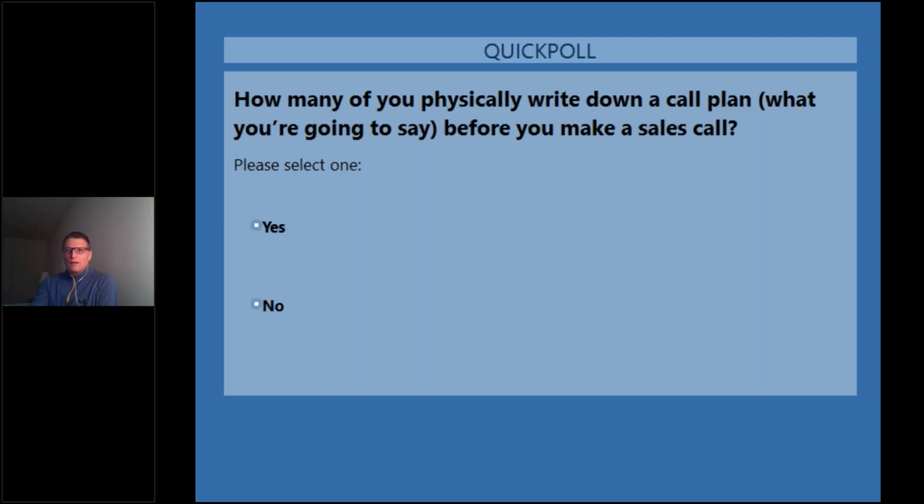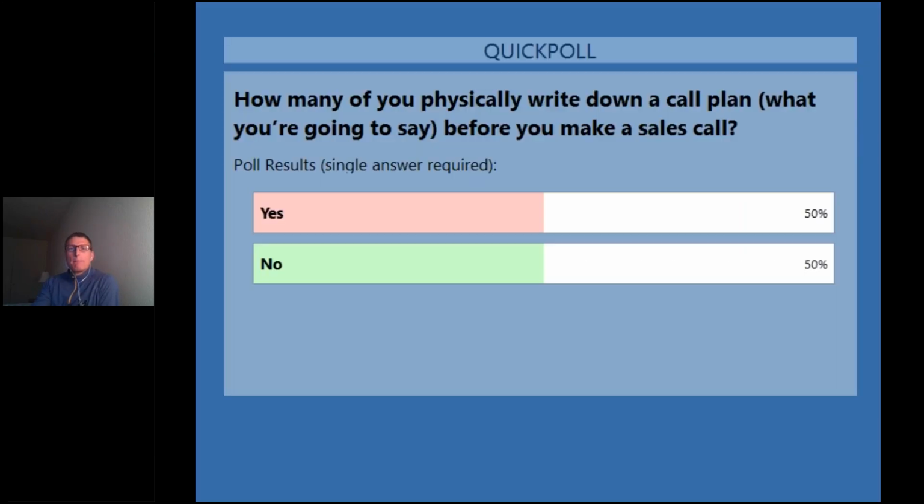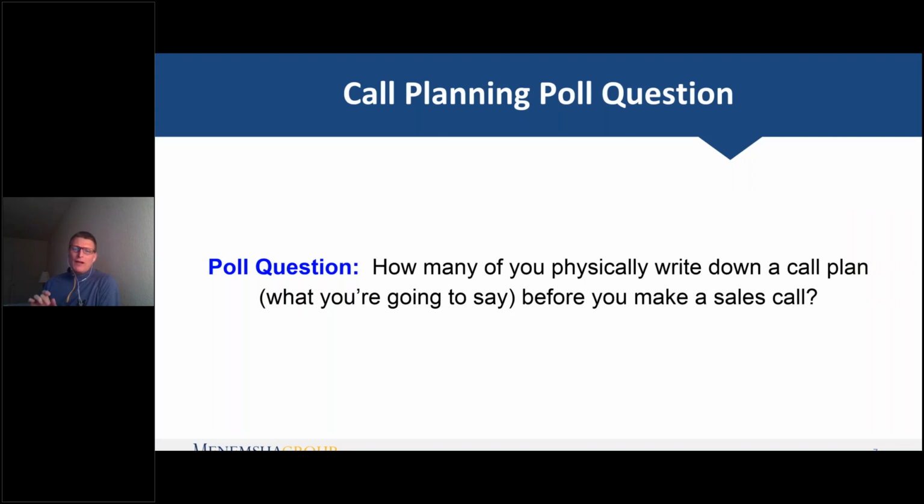Cool. So let's go ahead and take a look at the results. Interesting. Well, that's so 50-50. That's interesting. Usually it's more like 80-20 that we see. Usually it's 20% say yes and about 80% say no. So that's actually really encouraging that many of you are taking the time to physically write down a call plan. So we're going to take a look at a call plan in just a second.